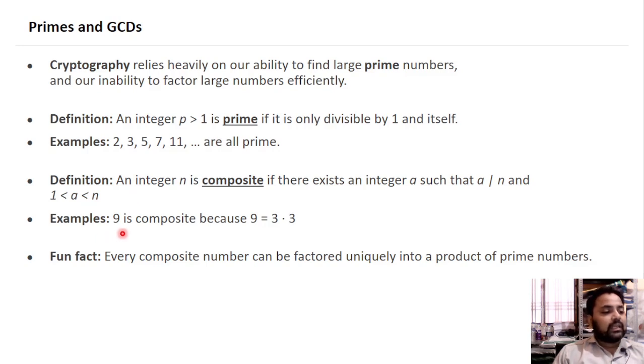The example: 9 is composite because 9 is equal to 3 times 3, because 9 is divisible by 9 and 1 and also by the third number 3. So 9 is considered a composite number. Every composite number can be factorized uniquely into the product of prime numbers. This is important.